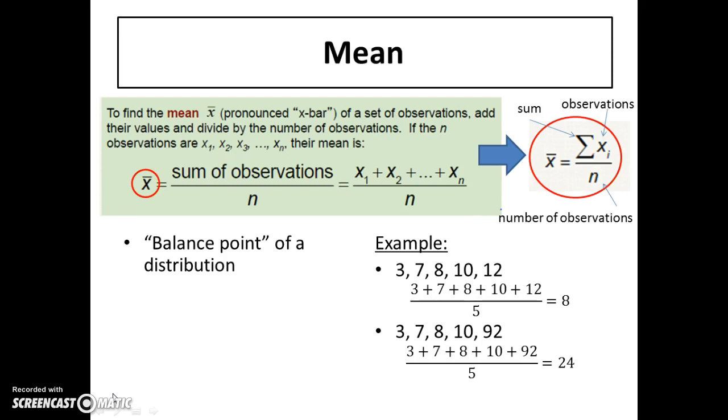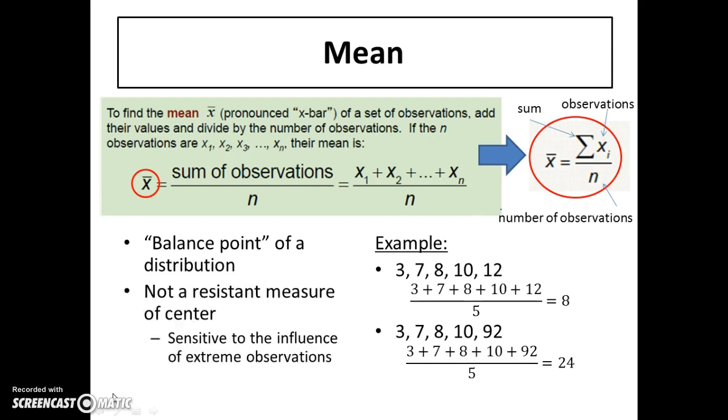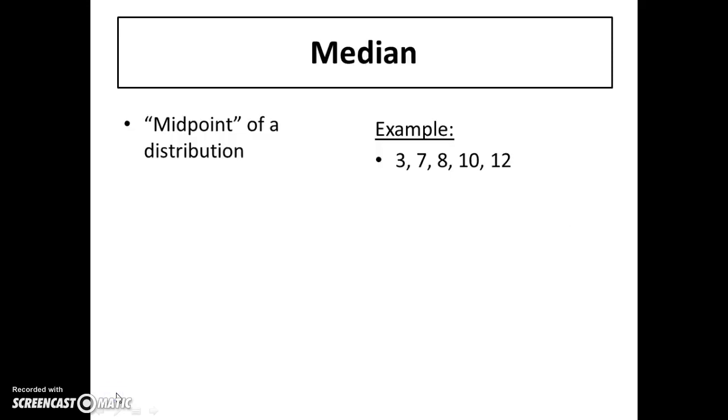So because the mean is very sensitive to really big or really small numbers, we say that it's not a resistant measure of center. So what that means is that it's really sensitive to the influence of extreme observations. If you put in really big numbers or really small numbers and then you calculate the mean, it's going to be pulled very heavily in the direction of those numbers. In this case, we put in a big number relative to the other numbers at 92, and so that pulled the mean up substantially.